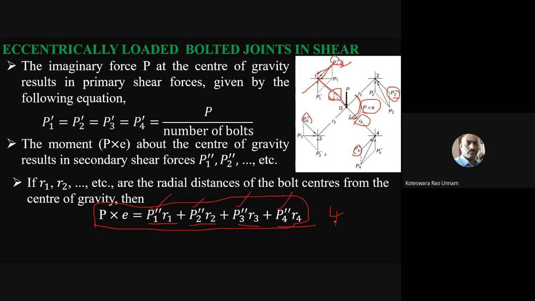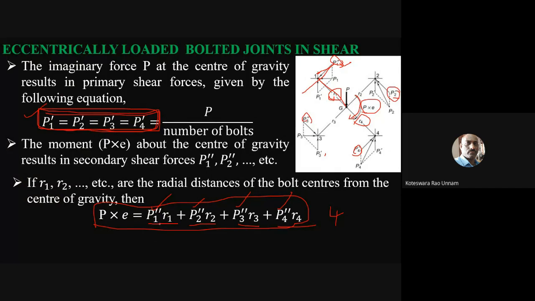So then what I need to do is to simplify this again. We'll make some more assumptions. Here, one assumption we made is that all the bolts have the same cross-sectional area. By making that assumption, we are able to find that the force in all the bolts is the same. The primary shear force in all the bolts is equal.